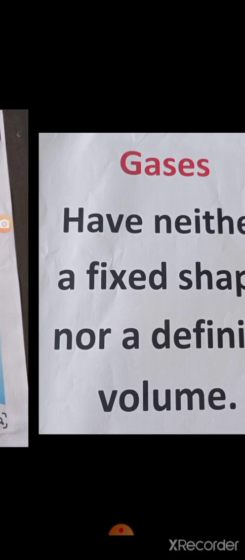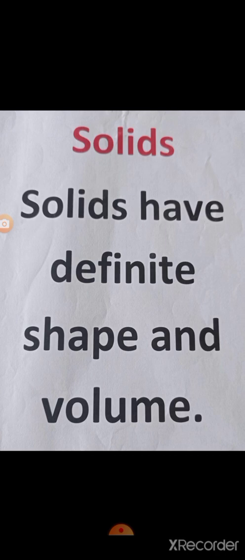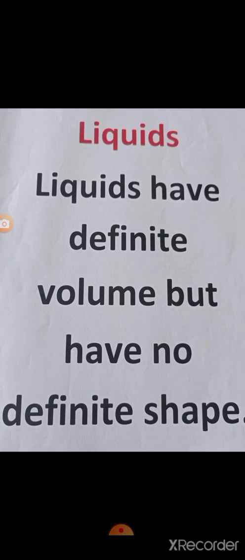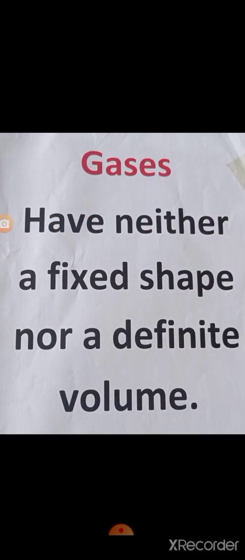So let's revise the definition of solid. Solid has definite shape and volume, right? Liquids have no definite shape. When we pour a liquid in a glass, it changes into the shape of that glass. So liquid has definite volume, but it has no definite shape. Okay, then come to gas.